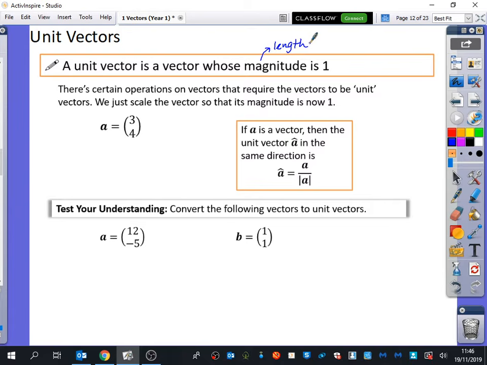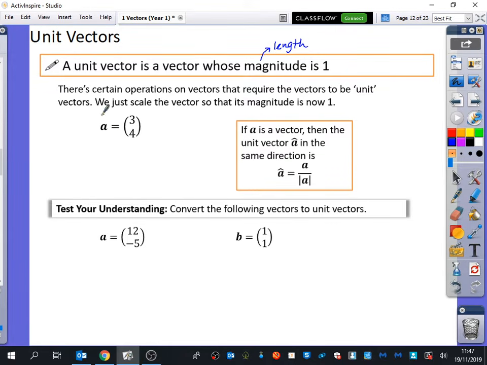So we're describing how something is moving, and we want it to be a unit vector, which means that it has a magnitude of 1. It says that there are certain operations on vectors that require the vectors to be unit vectors. We just scale the vector so that its magnitude is now 1. Unit vectors pop up in more things if you're going to be doing engineering at university. So it's just something that they add in at this kind of stage, okay?